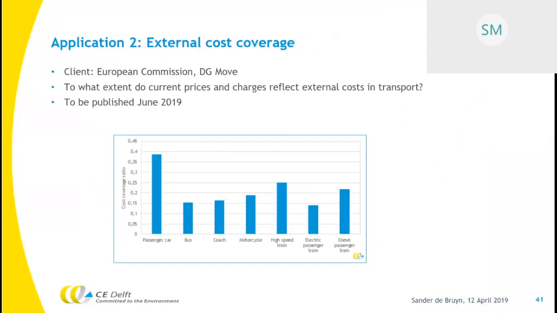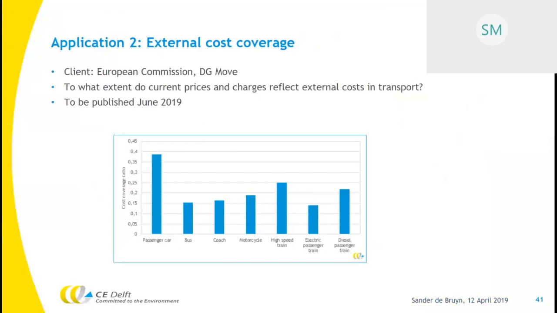So the external costs are way higher than the current prices that consumers pay directly or indirectly for using these transport modes. So the highest internalization is achieved, this is European Union figures, for passenger car use, where around 38% of the external costs are being internalized. And you can see that for buses and trains, actually very few of the costs are internalized. That's also partly because these modes of transport tend to be subsidized in the European Union. This is to be published on June 29th.